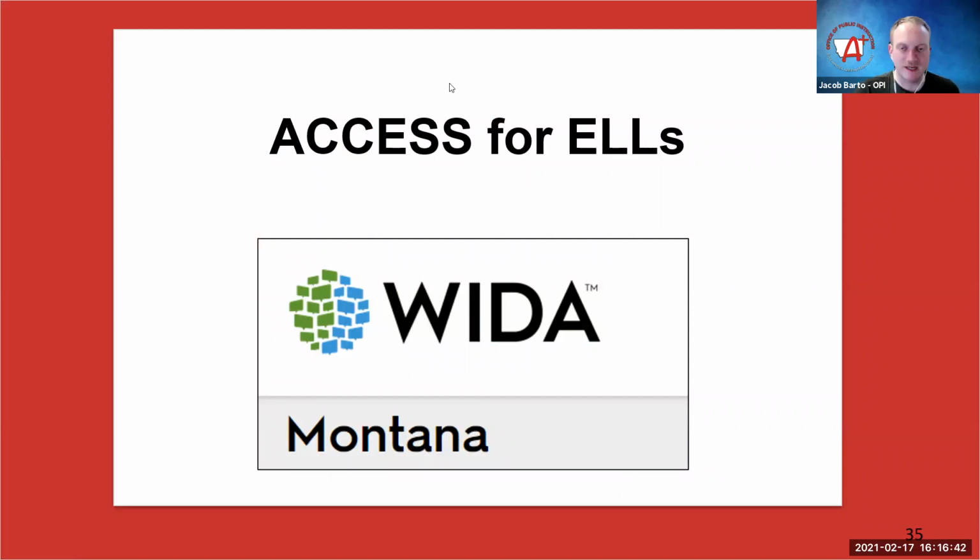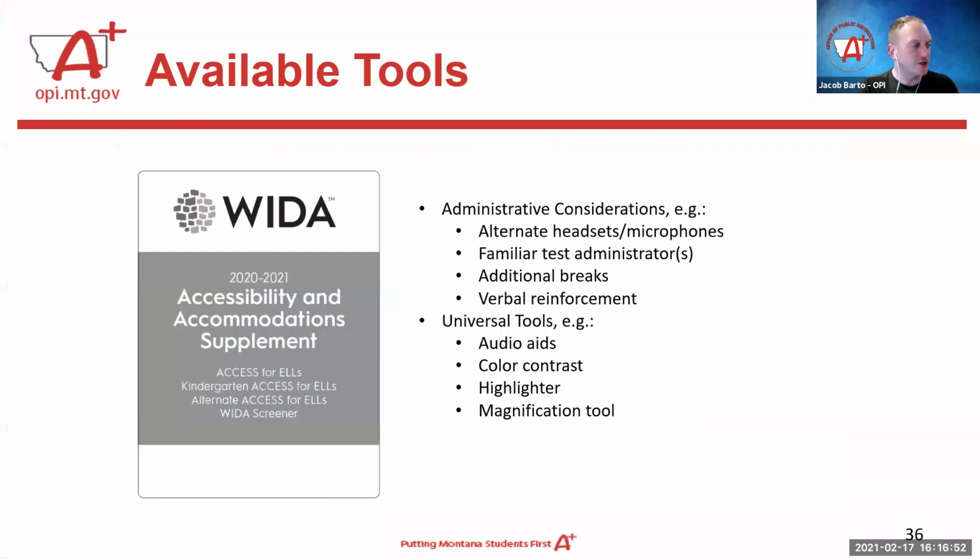Access for ELS, many of you are probably aware, is the annual English language proficiency assessment that we give to our English learner students in Montana to assess their progress year after year. For those of you who have not yet finished up access testing, make sure to keep in mind the administrative considerations and universal tools that are explained in WIDA's accessibility and accommodations supplement. So this is a pretty lengthy document. It's available for download in the WIDA secure portal in the download library.